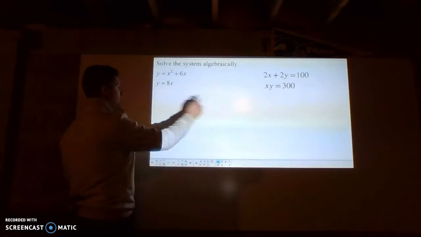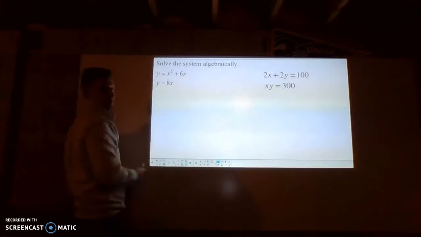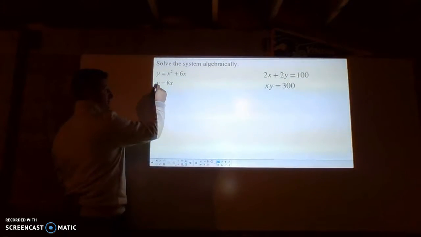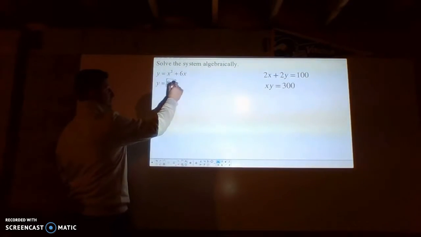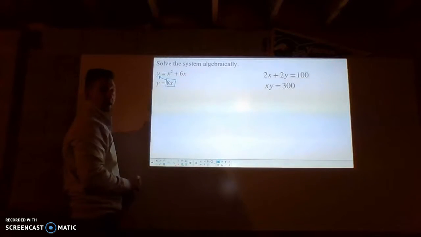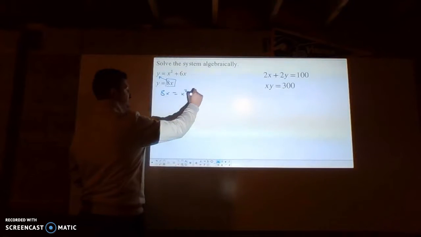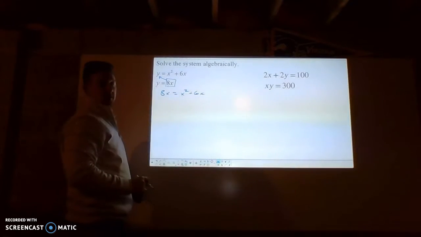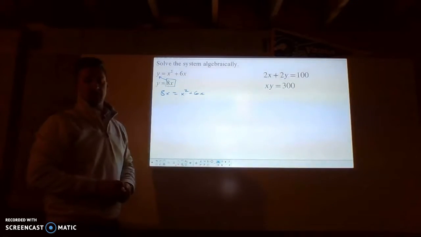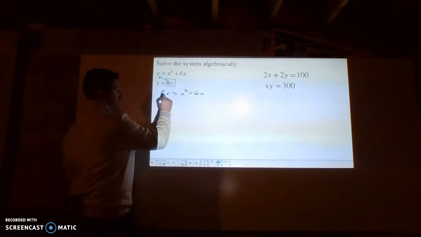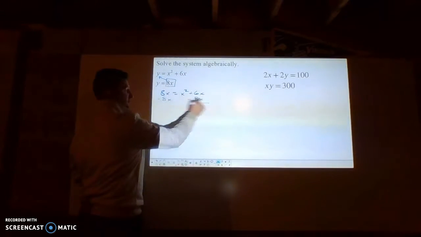I would probably get y by itself in one of the equations. Conveniently, it is for both. So if y is equal to 8x, what I'll do with this 8x is substitute it for y in the other equation. That would give me 8x is equal to x squared plus 6x. Because it's a quadratic equation in terms of x, I'm going to set it equal to 0 by subtracting 8x from both sides.